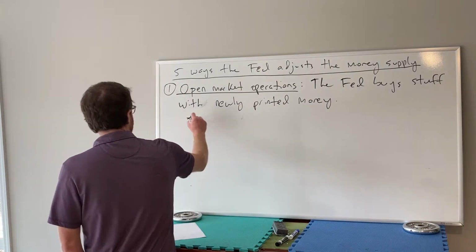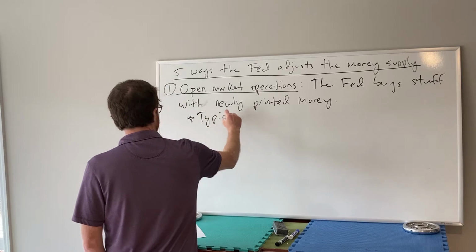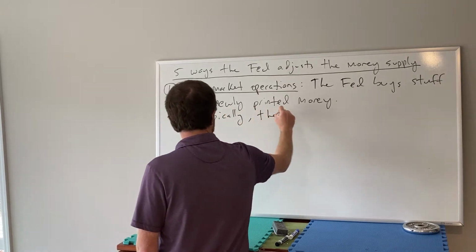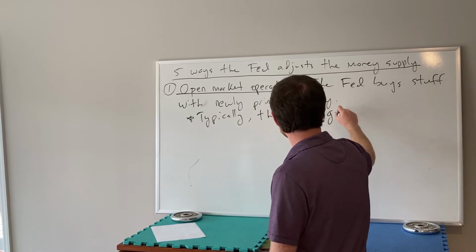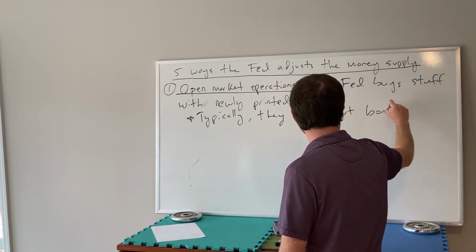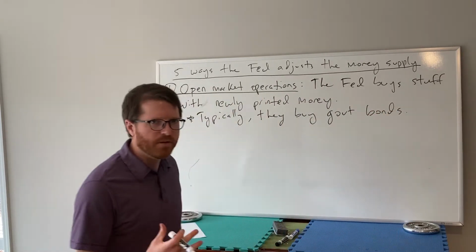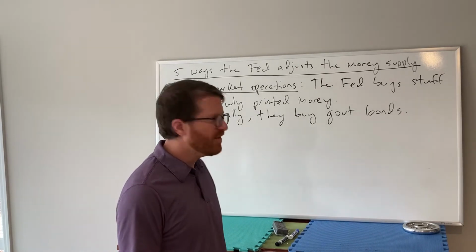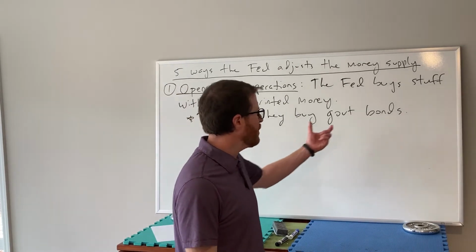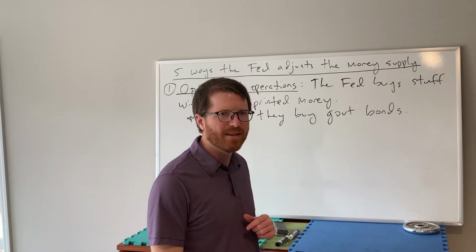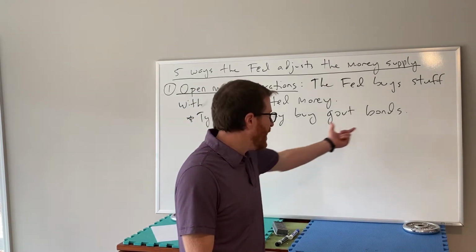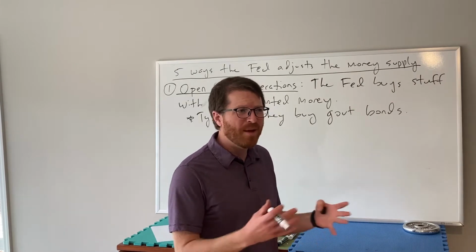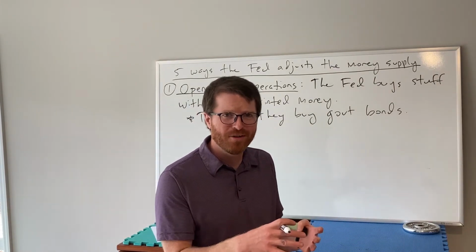Typically what they buy is government bonds. And when I say that everything is interconnected and complicated, this is what I mean. When we think about the debt that the U.S. government has, we also have to think about the Fed. To think about that, we've got to think about how bonds operate. And what that means is basically there's a lot going on.